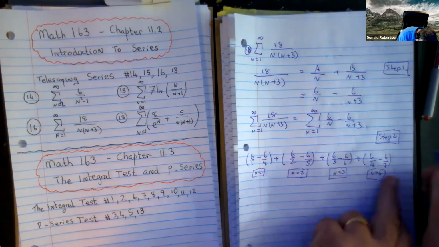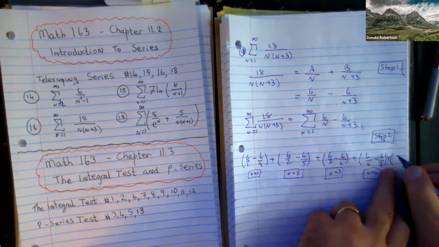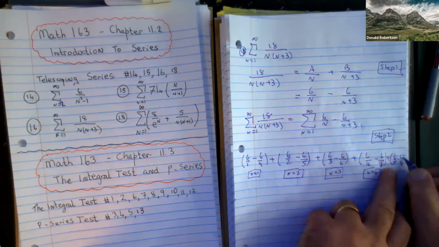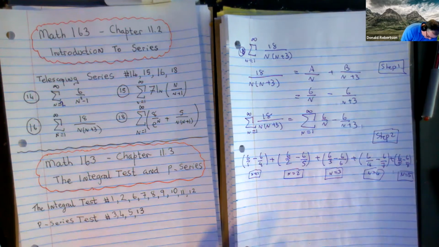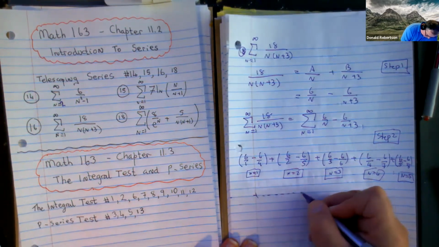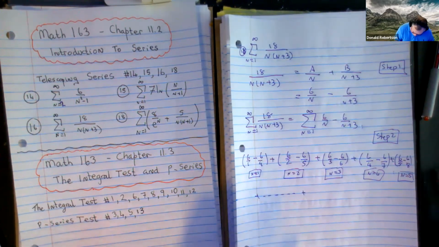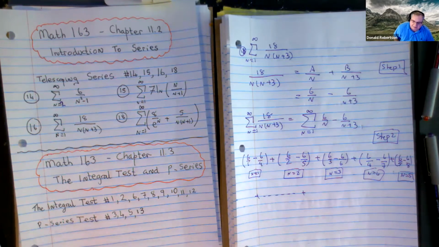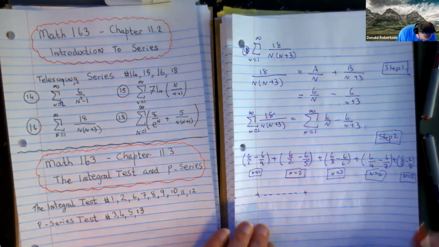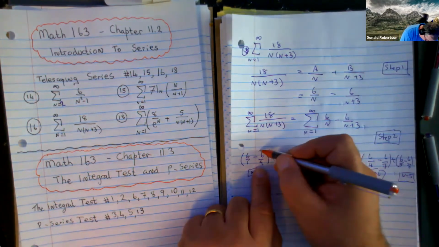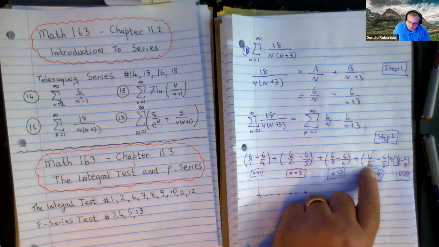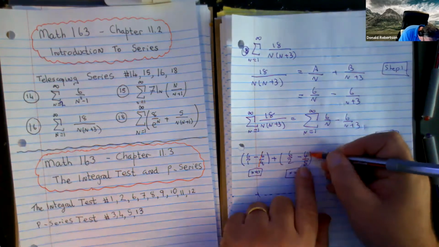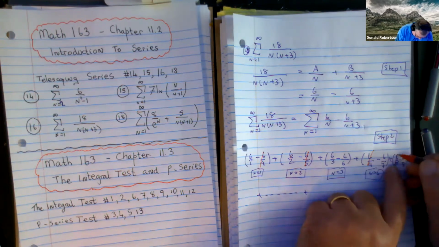And I think I want another one just to see if the pattern's obvious. And plug in 5, you get 6/5, take away 6/8. And that could continue for eternity. Well, let's see if there's any patterns going on here. Do you see this guy here? Gets killed off by that one. Do you see that 6/5? Gets killed off by that one.